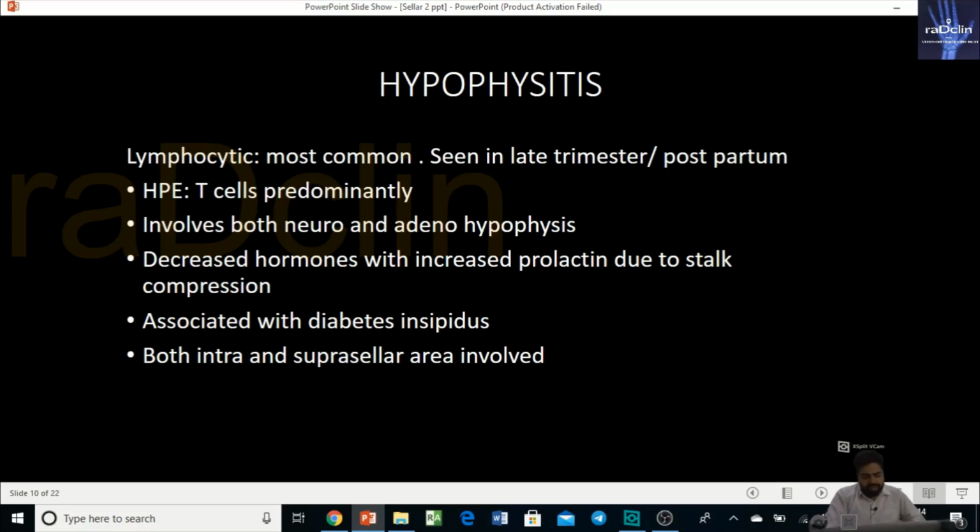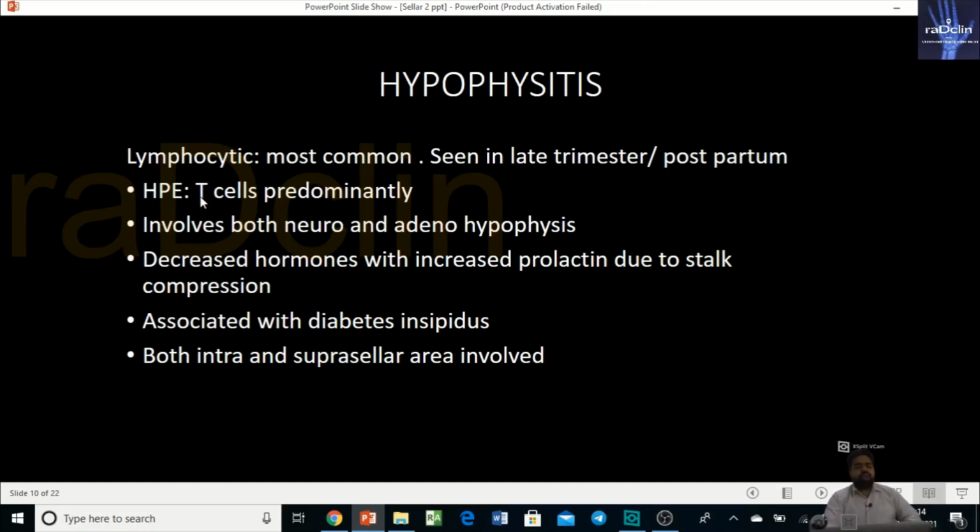Now, the next pathology is hypophysitis. Hypophysitis means that there is inflammation, in simple language, of the pituitary gland and the stalk. Lymphocytic is the most common hypophysitis, which is seen in late trimester and postpartum females. Here the history is very important. To make a diagnosis of lymphocytic hypophysitis, a strong history correlating with the late trimester or the postpartum stage of the female provides very corroborative evidence that lymphocytic hypophysitis should be diagnosed first.